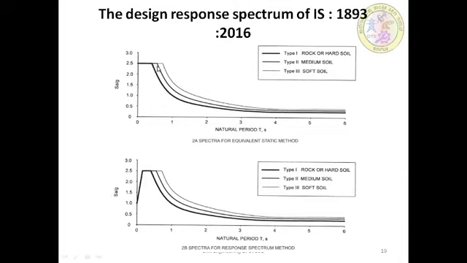There are also three spectra, for three types of soil condition. The thin line is soft soil, then medium soil, then the dark line is rock. Similarly, the same thing is applicable for the response spectrum method. Like that, the response spectrum is also available in the IS code, that is IS 1893, where you will get two response spectra. Based on that, some numerical examples will also be studied in the next module. This is all about the response spectrum.